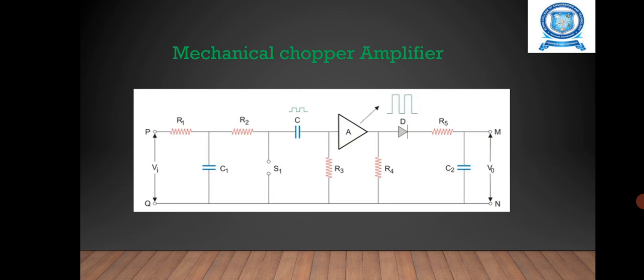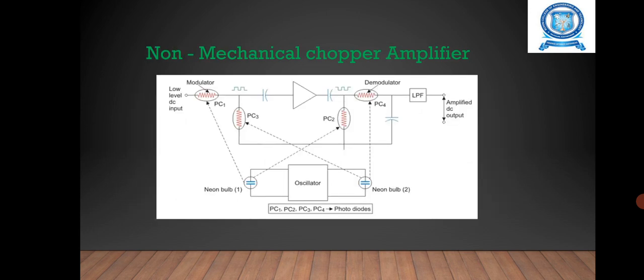Here S1 represents the electromagnetically operated switch. For example, when S1 is closed, what happens? The amplifier input terminal is connected to Q, then it is short circuited and the input voltage is 0. Suppose S1 is open. The amplifier receives an AC voltage varying from 0 to the value of the input voltage.